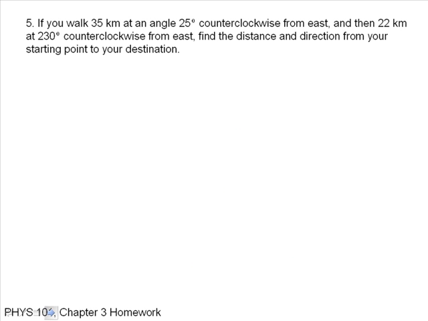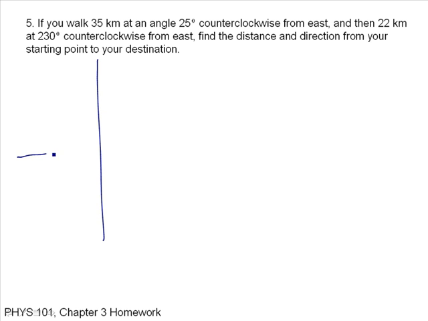If you walk 35 kilometers at angle 25 degrees counterclockwise from east, and then 22 kilometers at 230 degrees counterclockwise from east, find the distance and direction from your starting point to your destination. Alright, this is a little more complicated than the previous one just because of the way the directions are given. So it's easier just to draw the vectors from the origin and then add up the x and y components. It doesn't really look as pretty, but it's a lot easier to do it this way.